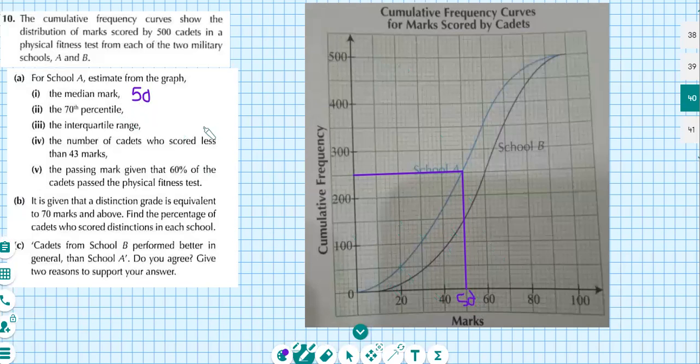The 70th percentile. The 70th percentile means 70% of total. Total is 500. So it will be 350. Go check the marks at 350. So it is about 60. Yes, 60.